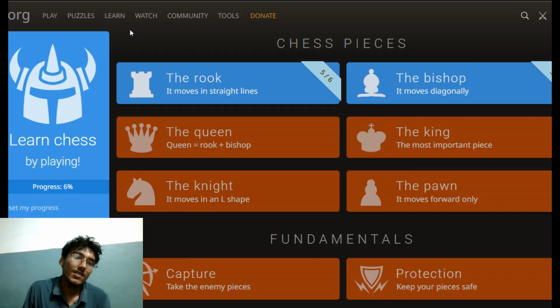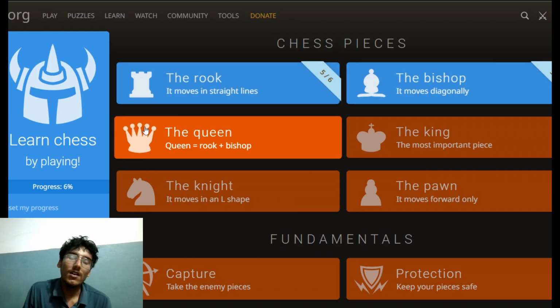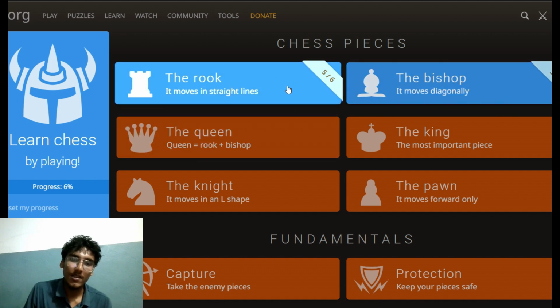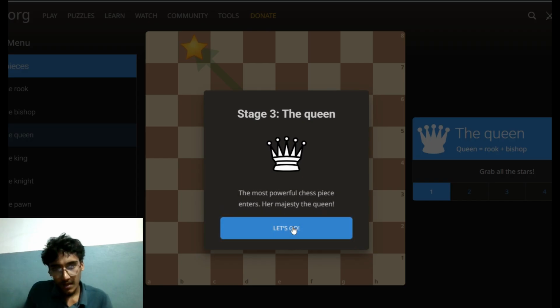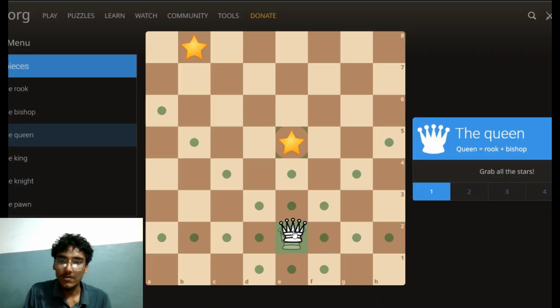Now, let's learn more. And queen. Here, queen equals rook plus bishop, which means it can move diagonally like a bishop as well as in straight lines like a rook. So let's go.